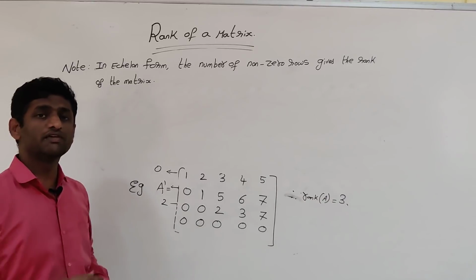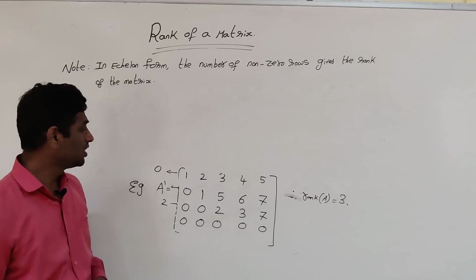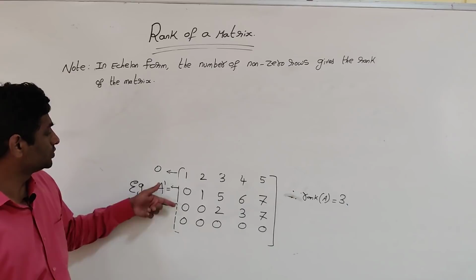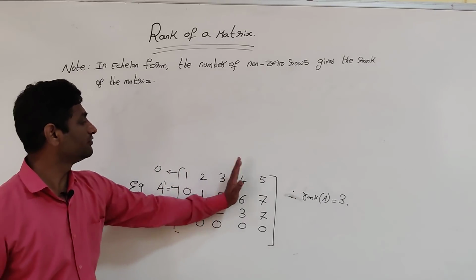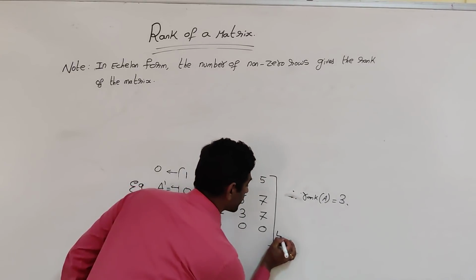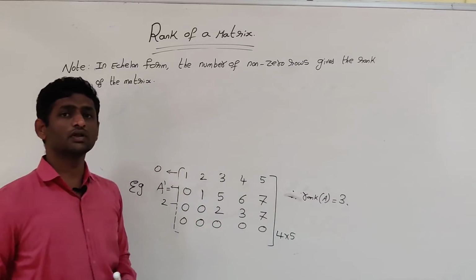If you go by the definition, what is the size of this matrix? 1, 2, 3, 4. 4 rows. 1, 2, 3, 4, 5 columns. It means it is a 4 by 5 matrix.